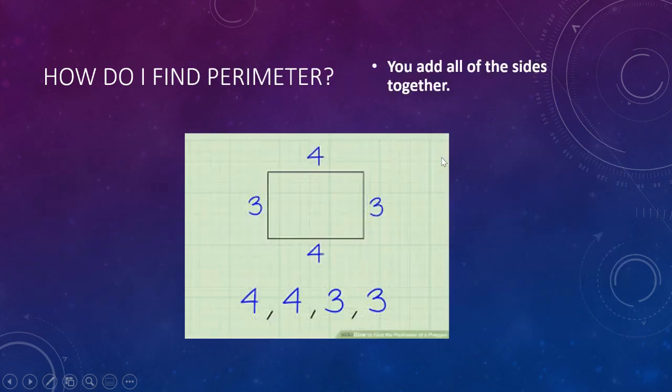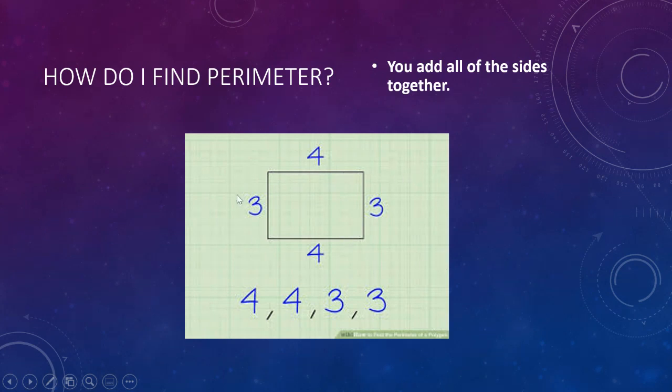Okay, so how do I find perimeter, Ms. Flores? I also can't remember. Okay, so perimeter, remember you have to add all of the sides together. That's the difference between perimeter and area. In area, you multiply; in perimeter, you add. So for perimeter, we have to add all the sides.